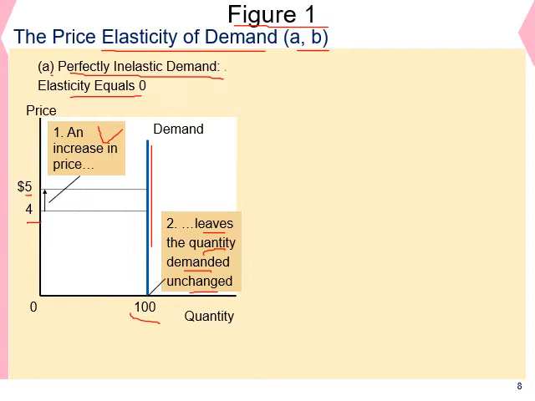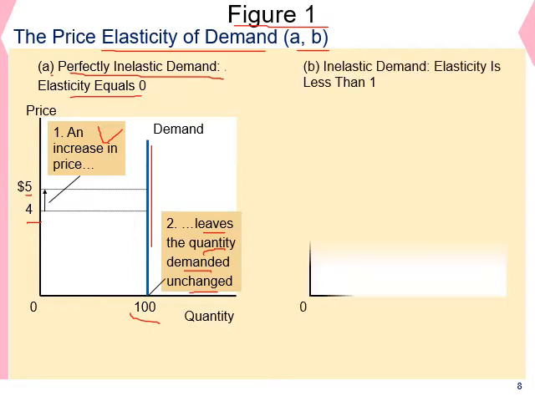An example of this type of demand could be prescription drugs. If you have diabetes or high blood pressure, you take the same quantity of medicine every day. In that case, regardless of the price, you buy the same quantity of the drug every month.